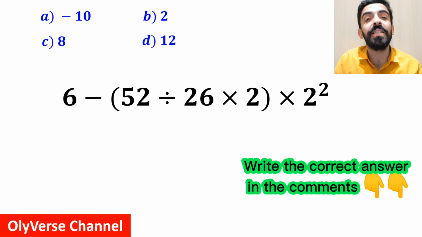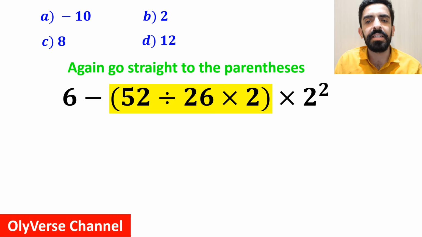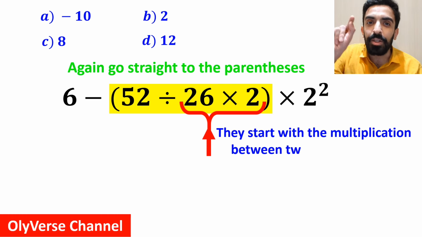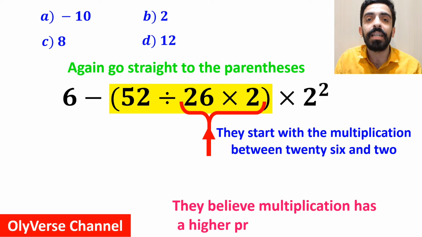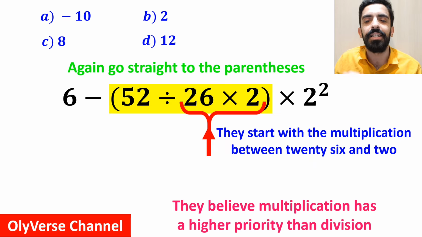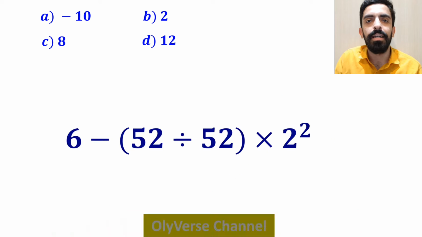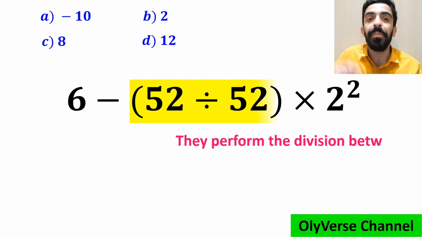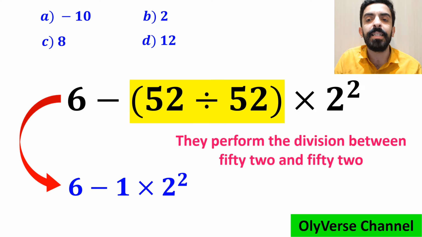Also, some other people when solving this question again go straight to the parentheses. But this time, they start with the multiplication between 26 and 2 because they believe multiplication has a higher priority than division. So, they rewrite this expression as 6 minus 52 divided by 52 inside the parentheses, then multiply by 2 squared. In the next step, they perform the division between 52 and 52 and simplify this expression to 6 minus 1 multiplied by 2 squared.